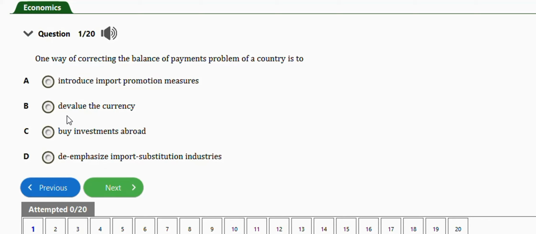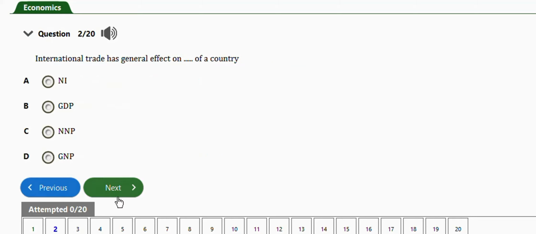For instance, the Nigerian currency naira, at the time of recording this video, is being exchanged with the United States dollar at approximately 1,700 naira to $1. So when you reduce the exchange rate from 1,700 to a dollar to, let me say, 1,500 to a dollar, that's the devaluation of the currency. So one way of correcting the balance of payment problem of a country is to devalue the currency, option B.